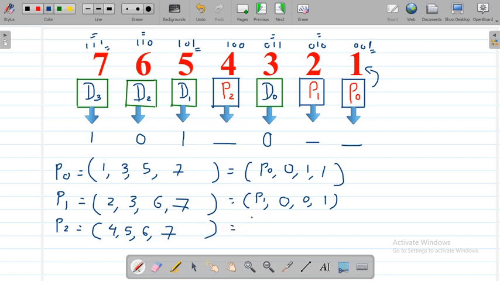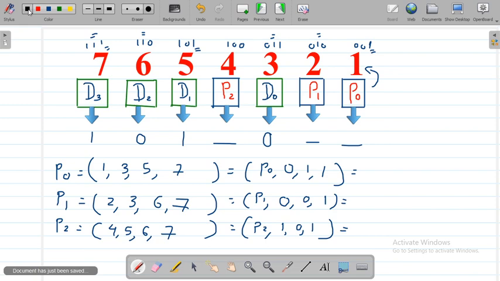Similarly check for P2. At bit number 4 it is P2, so write P2 as it is. Then 5, 6 and 7, that is D1, D2, D3. The data position bits are already known: D1 is 1, D2 is 0, D3 is 1. So 1, 0, 1. Now from this we have to calculate the value of P0, P1 and P2.